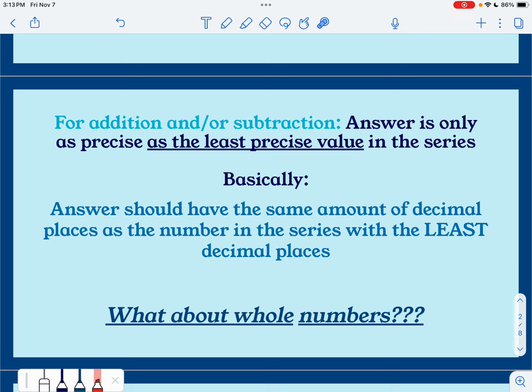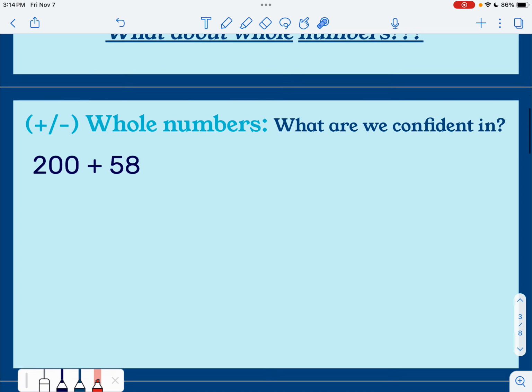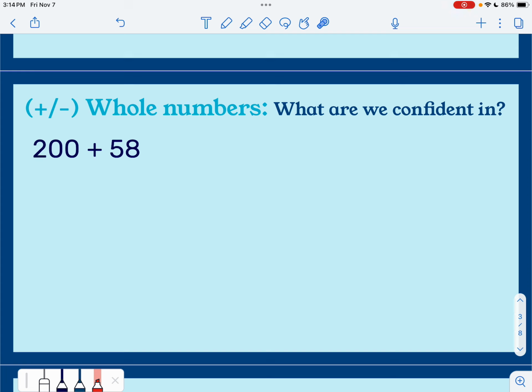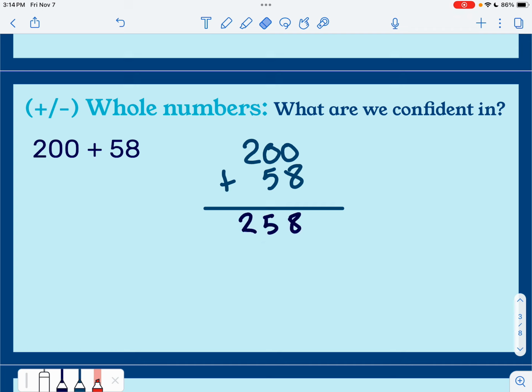Normally, when adding or subtracting, your answer should have the same number of decimal places as the least precise number in the problem. Now that's simple until we use whole numbers with no decimals, like 200 or 58. Let's look at 200 plus 58. So the math says that 200 plus 58 would equal 258. But in chemistry, we have to ask, how precise are those numbers? What are we confident in?